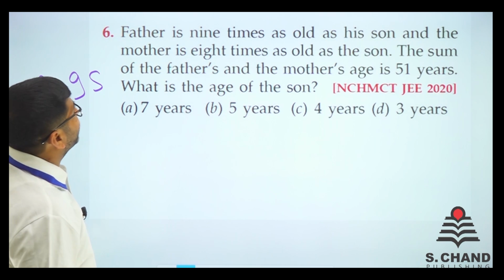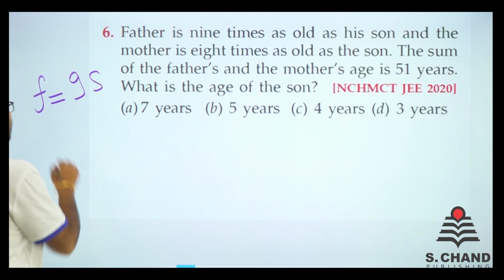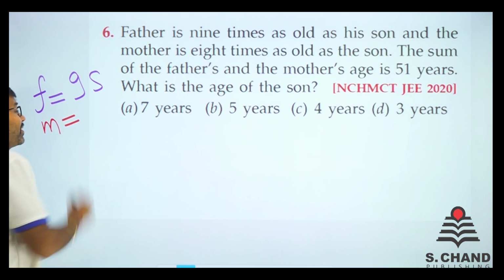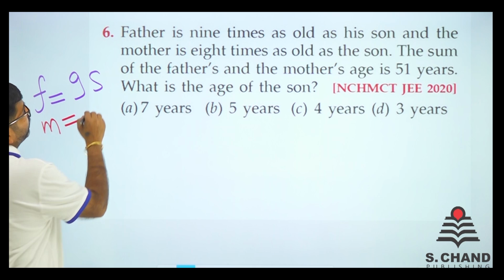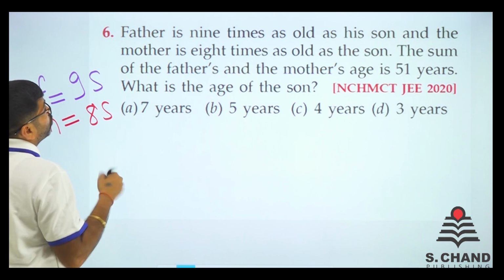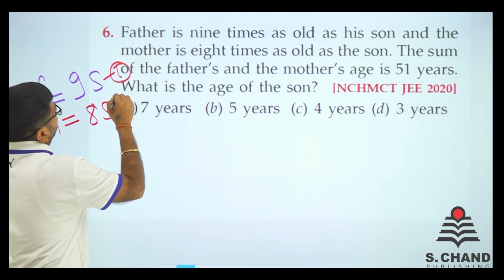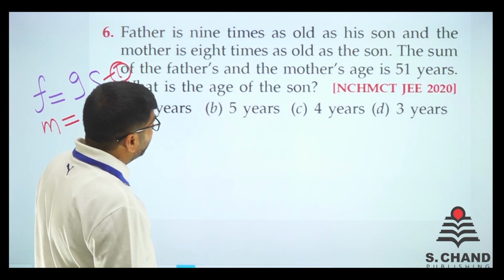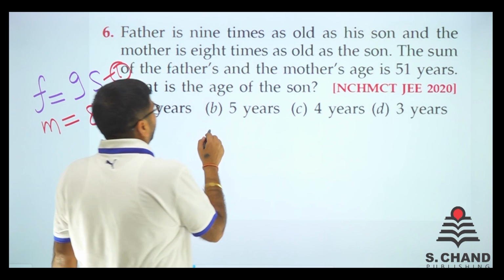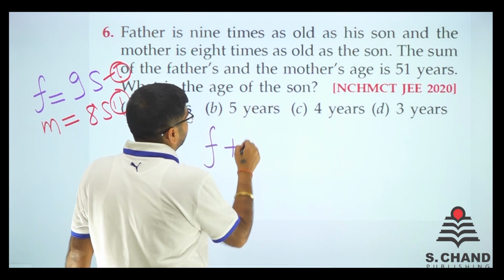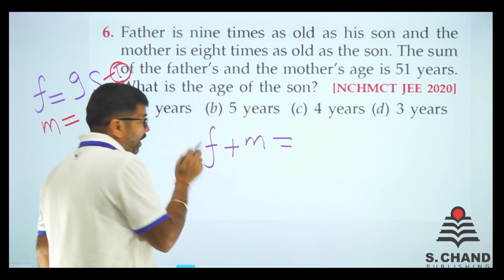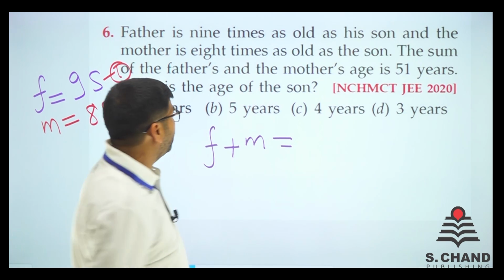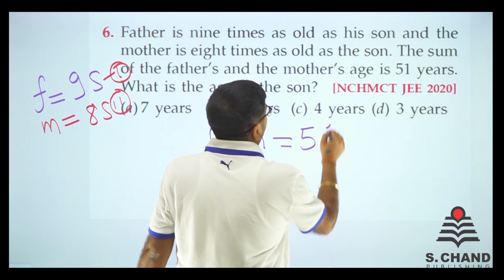And the mother is 8 times as old as his son. So, I considered mother's age as M, and M is 8S. So, we get 2 equations, equation number 1, equation number 2. Now, the third equation. The sum of father's and mother's age is 51. So, F plus M, because father's age is F years, mother's age is M years, it is equal to 51.